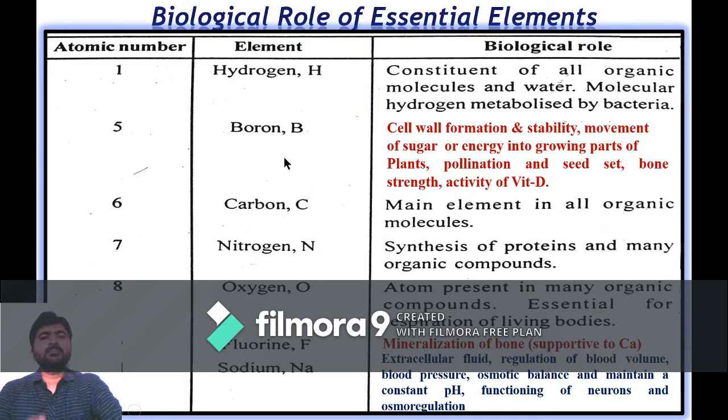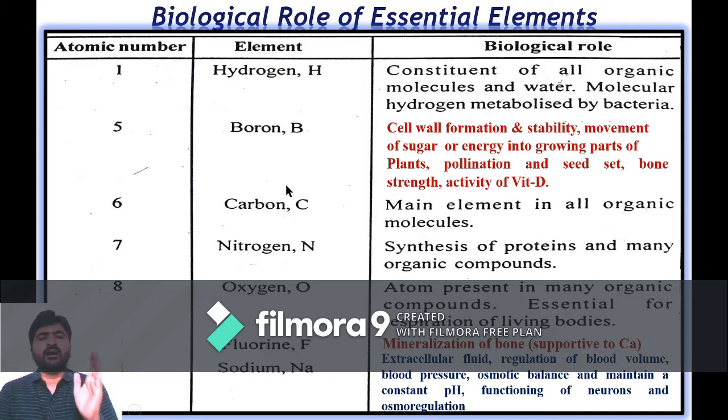So the next essential element is boron. Boron is very important for cell wall formation and its stability in the biological process. Again, boron helps the movement of sugar or energy into the growing parts of plants, as well as helping pollination and seed set. Basically, the pollination and seed set process is in the case of plants. Again, it is helpful in the strengthening of bone as well as the activity of vitamin D.